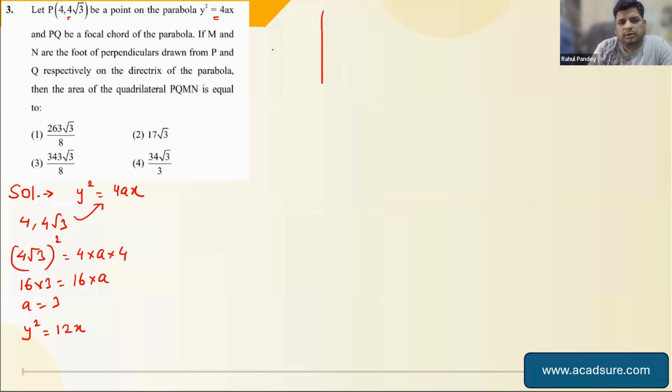Now this parabola is like this, and its directrix will be drawn like this. Focus will be (a, 0), which is (3, 0). Directrix would be x = -a, which is x + 3 = 0. This is the vertex (0, 0). Now the point (4, 4√3).